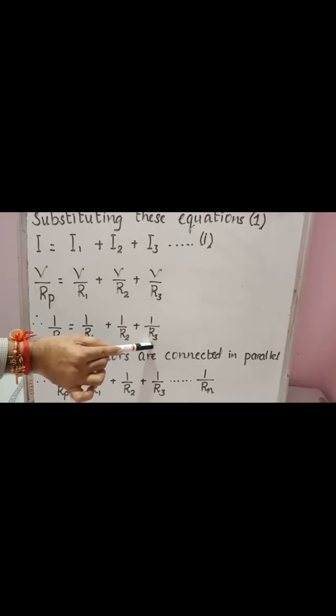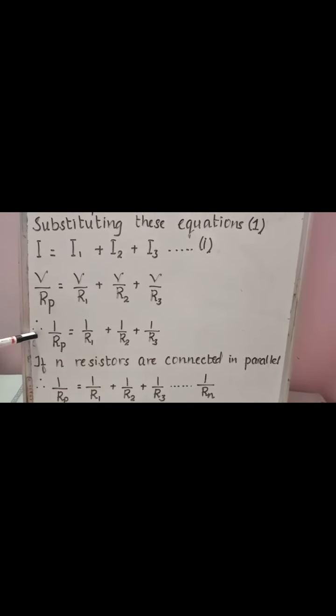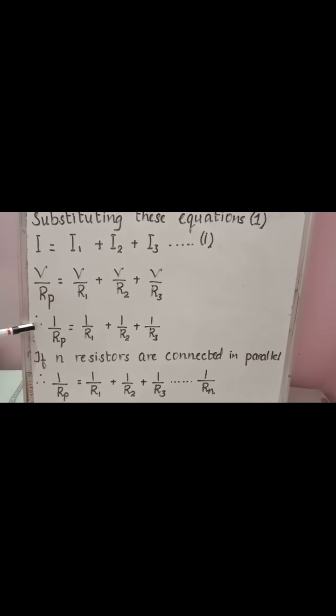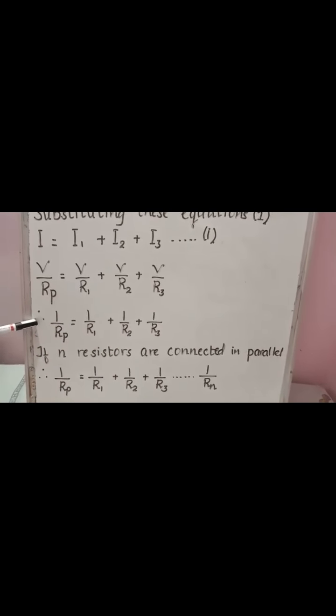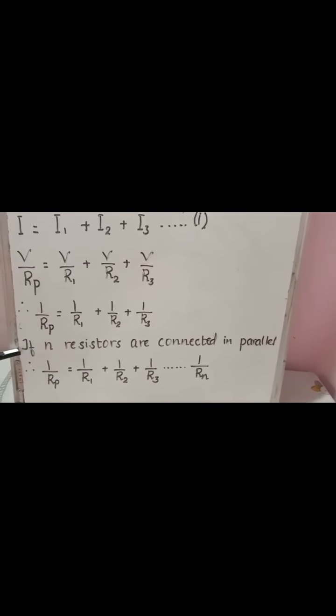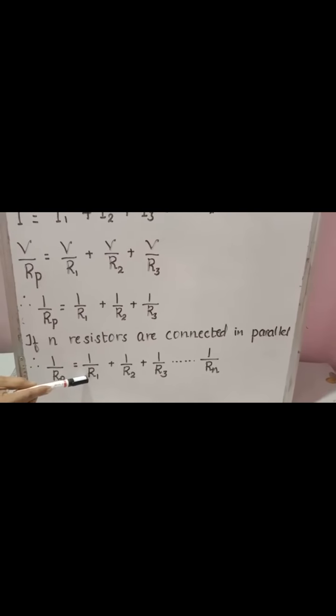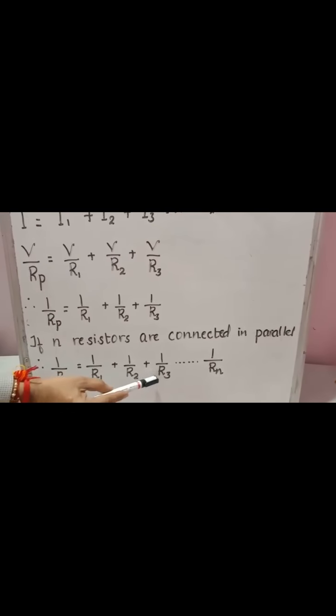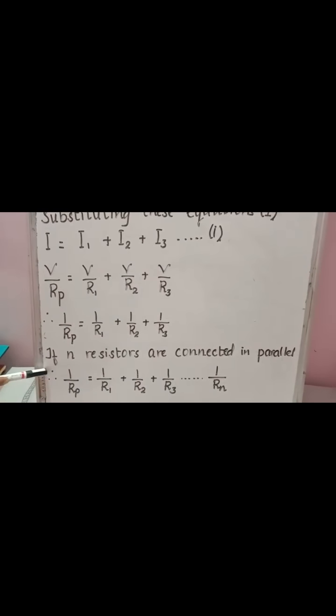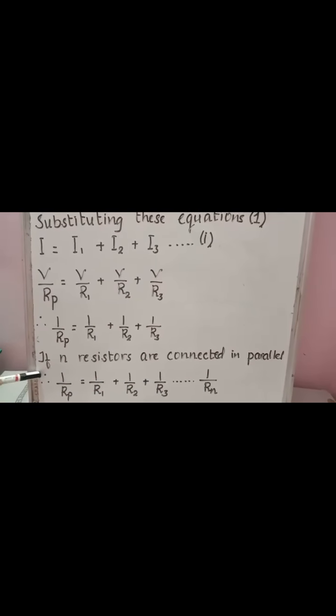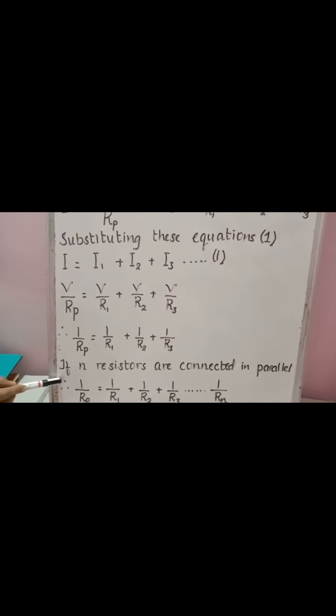This derivation holds good not only if three resistors are connected in parallel; we can connect 2, 4 or even n number of resistors in parallel. If n resistors are connected in parallel, it will be 1 upon Rp equals 1 upon R1 plus 1 upon R2 plus 1 upon R3 up to 1 upon Rn. If resistors are connected in parallel, they show some characteristics. So let us understand the characteristics of resistors connected in parallel.